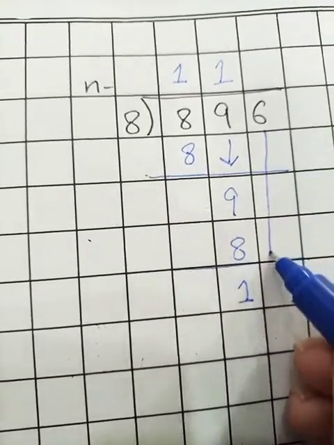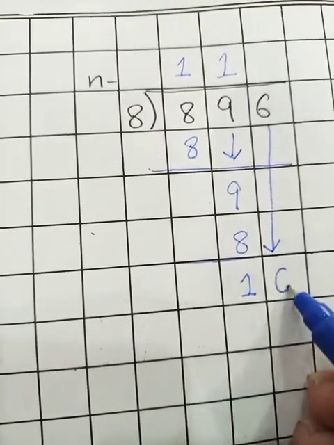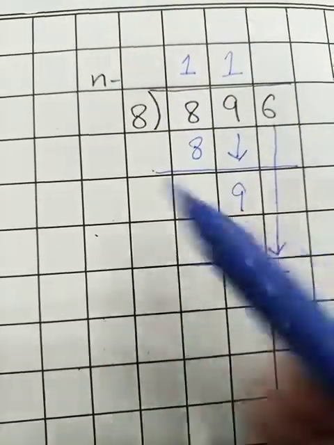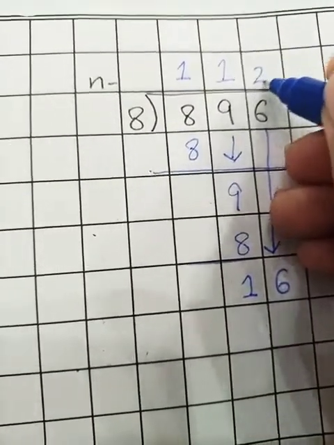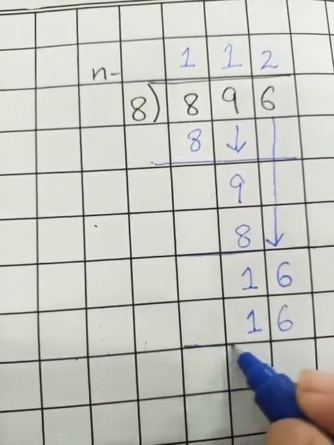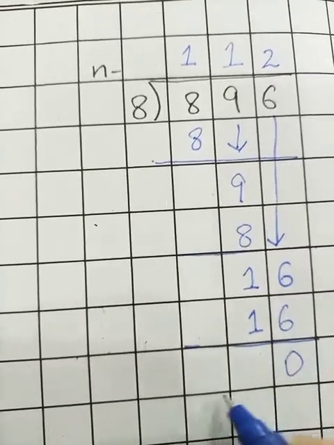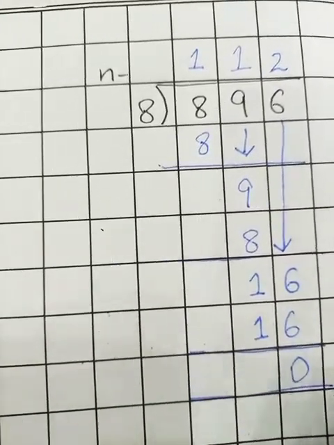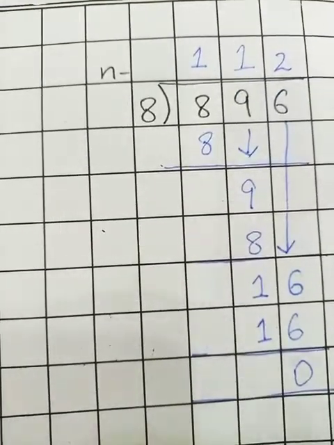Now students, this one is smaller than the 8. Bring the 6 down here. This will become the number 16. 8 ones are 8, 8 twos are 16. So we have completed the number 16 and our remainder is 0, which means that we have completed our question, and our quotient is 112.